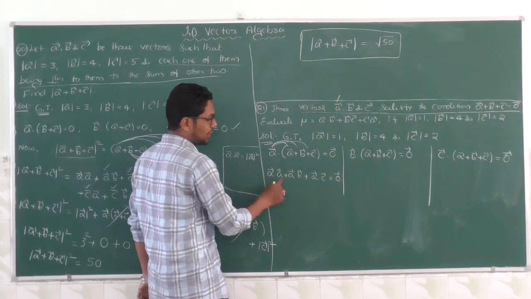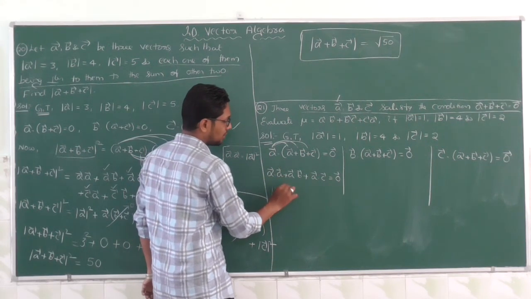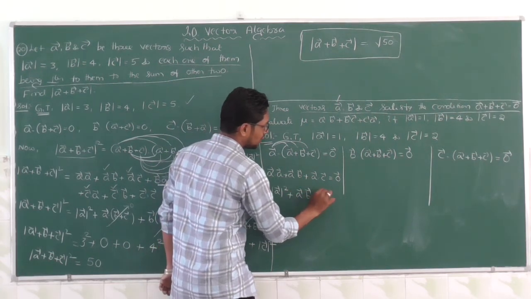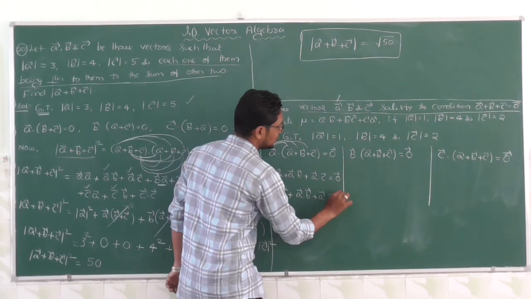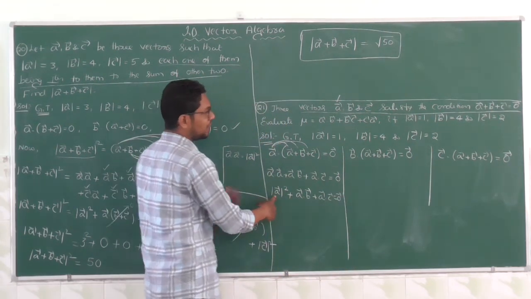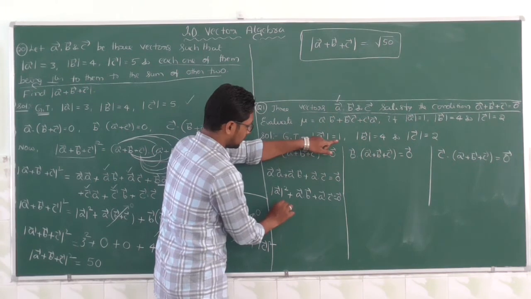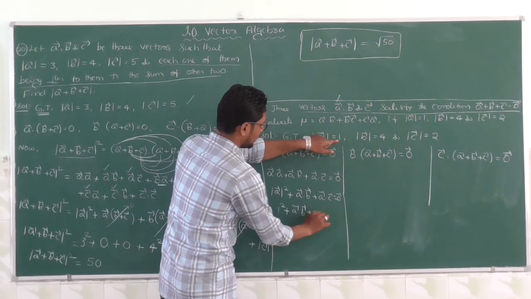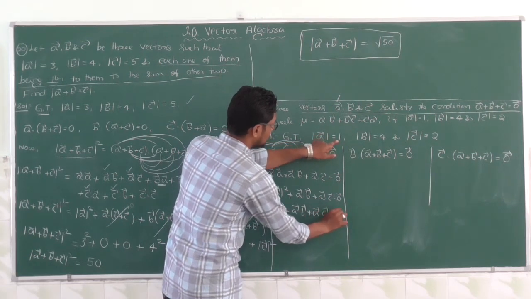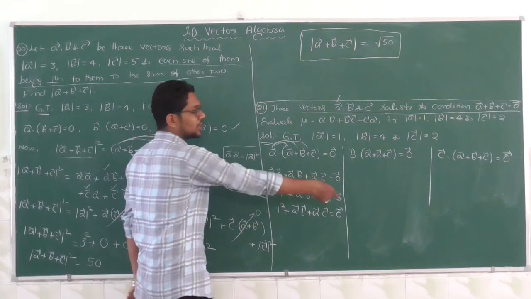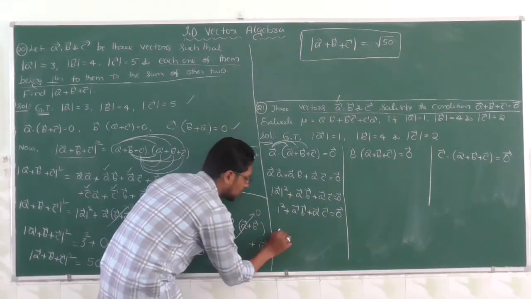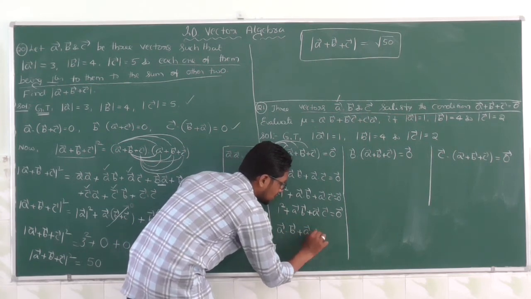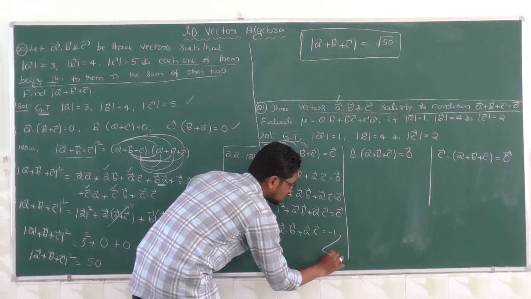Next, A dot A is what? Magnitude of A squared plus A dot B plus A dot C equals to 0 vector. Next, magnitude of A is 1, that is 1 square. 1 square plus A dot B plus A dot C equals to 0 vector. Now send this 1 square to the right, that will be minus 1. A dot B plus A dot C equals to minus 1. All this is equation number 1.